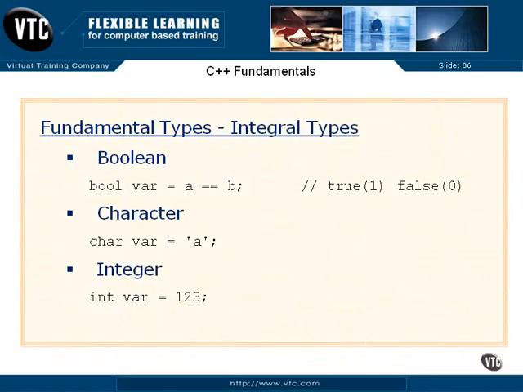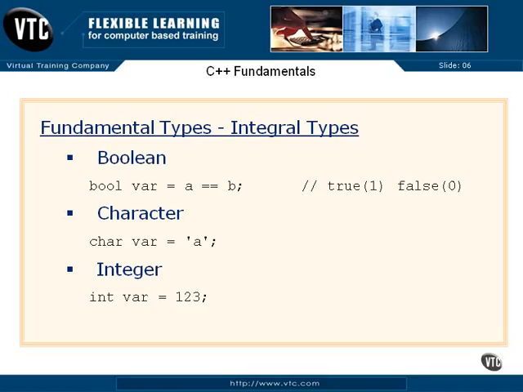Now here's our first set of fundamentals, and these are called integral types. That's the Boolean, character, and integer types. Boolean is either true or false. It's a 1 or 0 value if you wanted to look at it inside the machine. And here we create a Boolean variable called var, and then we set it equal to the result of A compared to B. That's our equality operator there, the double equals. If A is equal to B, and those are obviously previously defined variables, then a 1 or true value would be set into var, and if they are not, then false or 0 would be initialized into var.